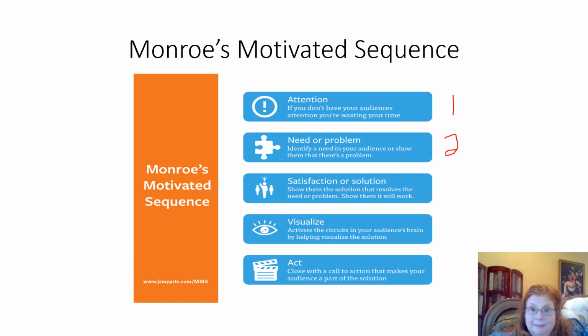Then the second step is you have a clear need or a problem. After you get everybody's attention, you can go on and show them that there is a problem that needs to be solved or some sort of a need. Then you satisfy that need. That's the third step. Satisfaction or solution. Visualization. You try to help others visualize what the world would be like if everybody followed your vision. And then there is the final step, which is the call to action.